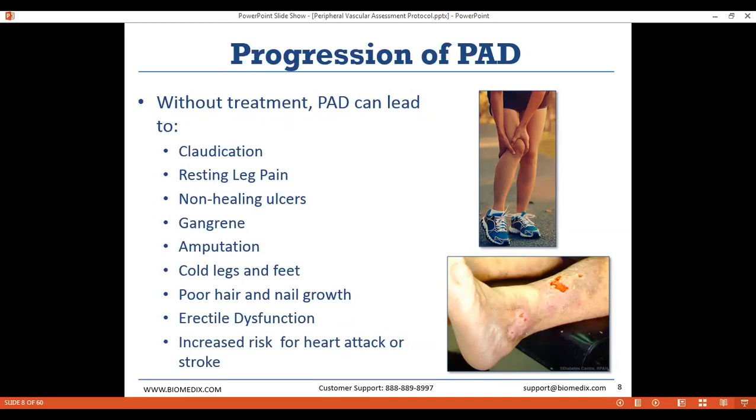Other symptoms of PAD include cold legs and feet, poor hair and nail growth. One of my trainers had a favorite saying, "Hair don't grow where blood don't flow." As you can imagine, as the body loses its ability to heal or reconstruct itself, you start seeing unusual hair growth patterns or simply a lack of hair on the lower extremities. In addition, you'll see erectile dysfunction, again, from lack of blood flow to the lower extremities, and an increased risk for heart attack and stroke.